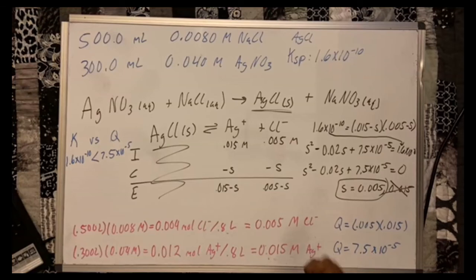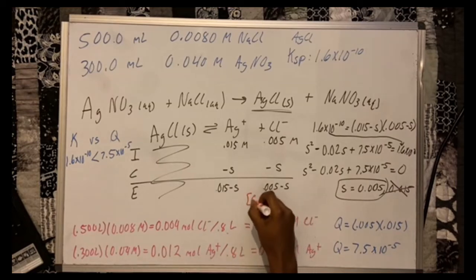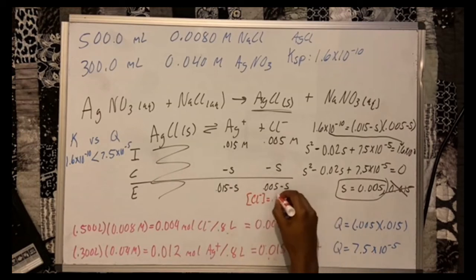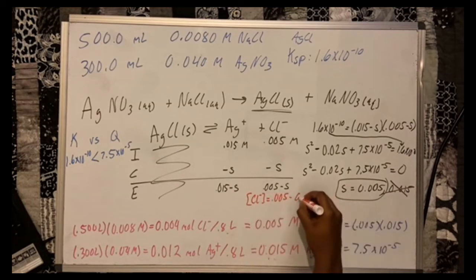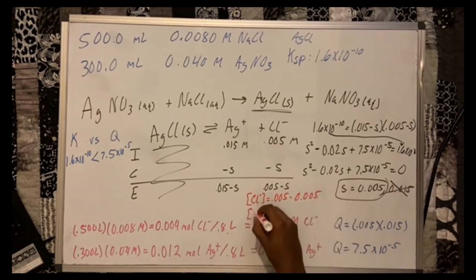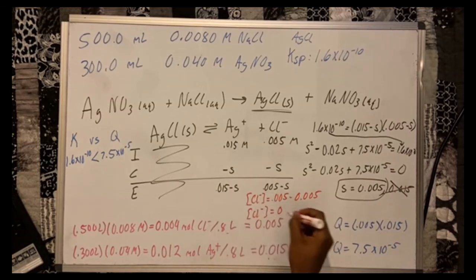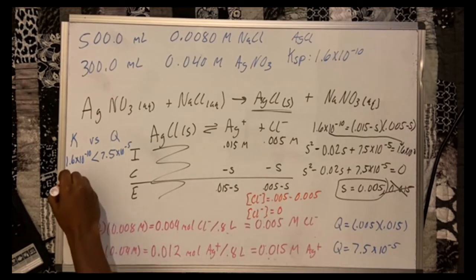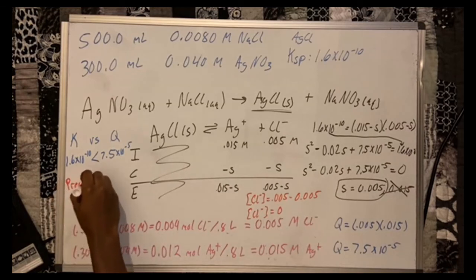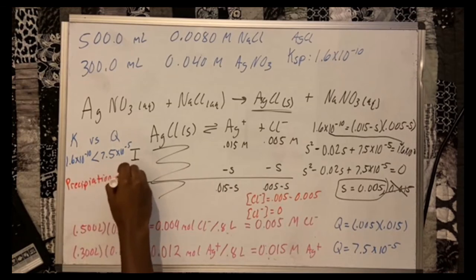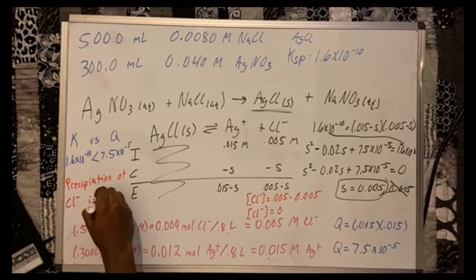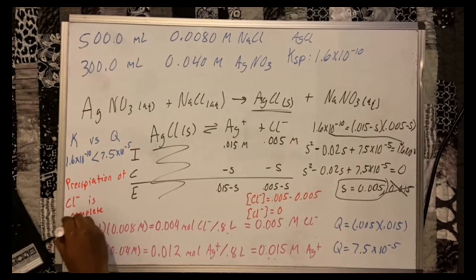Okay, all that work got S, not done yet. We have to check to make sure that my Cl minus concentration is going to be 0. So again, my Cl minus is going to be 0.005 minus 0.005. So Cl minus is 0 at equilibrium. So the precipitation of Cl minus is complete. Okay, there's my answer.